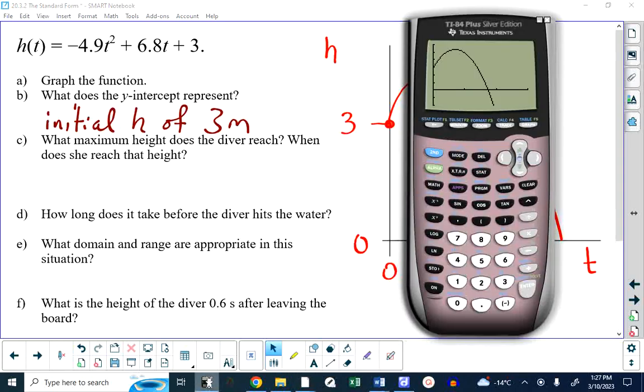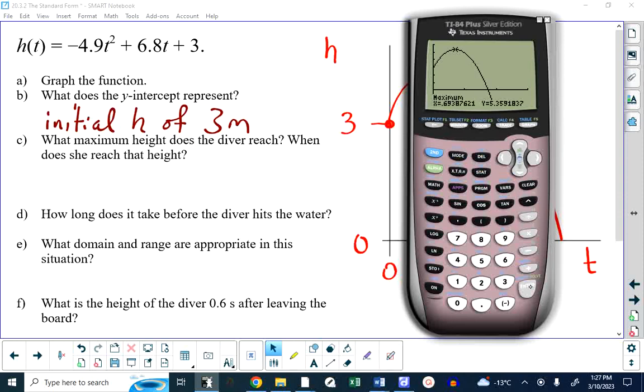What's the maximum height that the diver reaches? I guess we'd better find the coordinates of that vertex. So we go Calc, not intersect, Calc, maximum, put my cursor to the left of it. Now rather than scrolling, you could just go, well, I think 0.2 is to the left of it, and 1.5 is to the right of it. Again, it doesn't have to be really close. Don't go crazy and go like 1,000 seconds. Be close. And then enter.